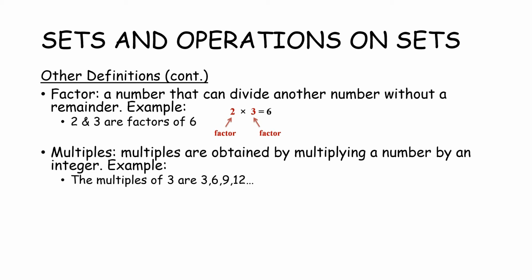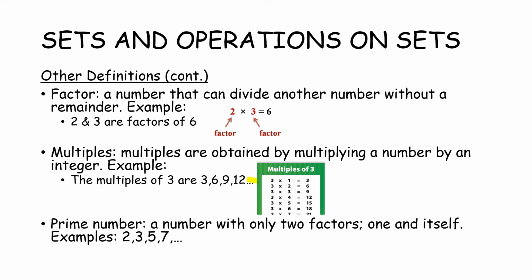Multiples. A multiple is obtained by multiplying a number by an integer. For example, the multiples of 3 are 3, 6, 9, and 12, all the way to infinity. Here we can see that when you multiply 3 by the positive integers 1 to 6, you get the multiples of 3.